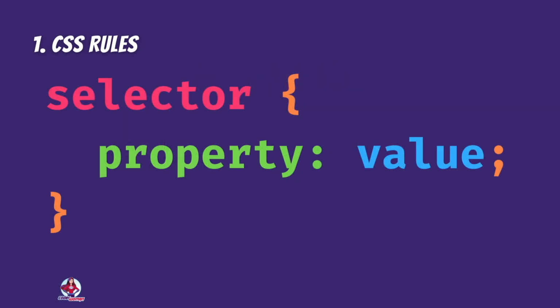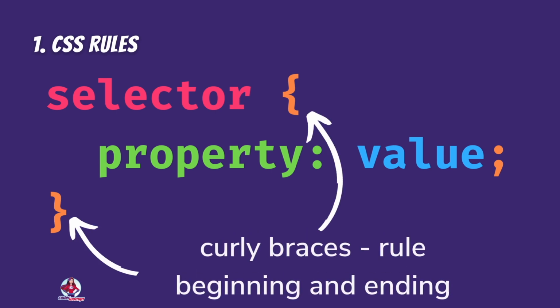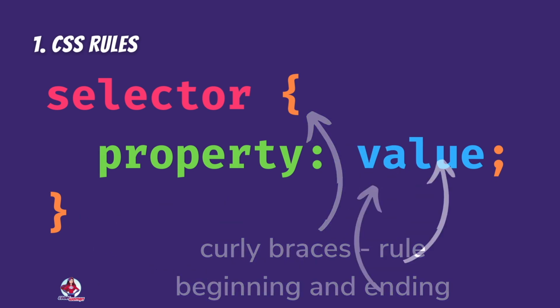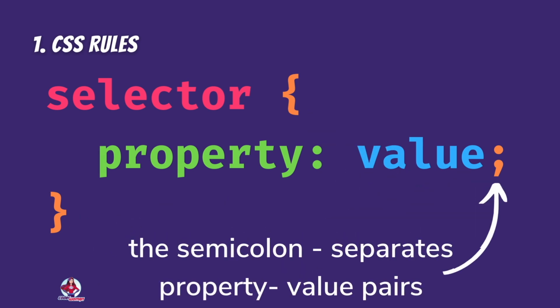Here's the structure of a CSS rule. Curly braces are used to group the properties and values that belong to a specific selector. They help define the scope of the CSS rule, telling the browser where the rule begins and ends. The semicolon separates individual property value pairs within a CSS rule. It's like a full stop in a sentence, indicating that one styling instruction is complete and another may follow.